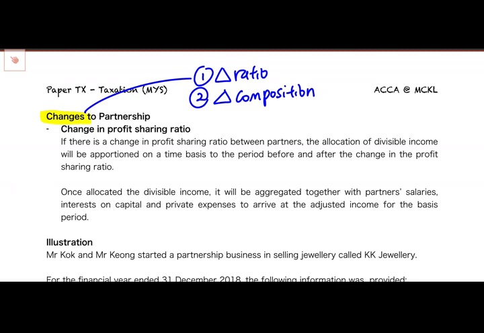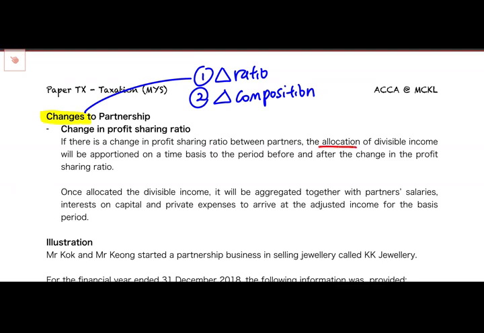And do you realize that when composition change, the ratio also change? If you add one more extra partner, then your ratio is going to be different. So that's why eventually the change of composition is also a change of ratio. That's why the treatment is the same. Alright? Now whenever we have a change of ratio or change of composition, the question now is how do you deal with it? Now these are the steps.